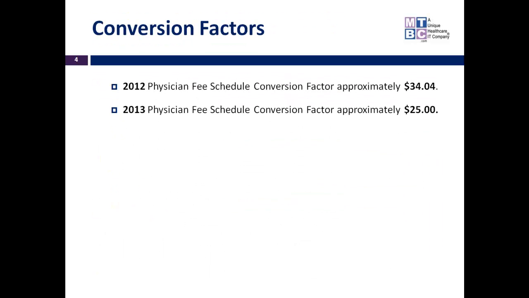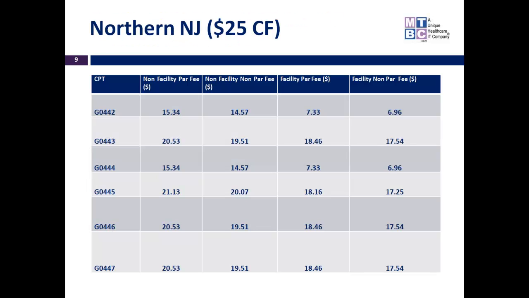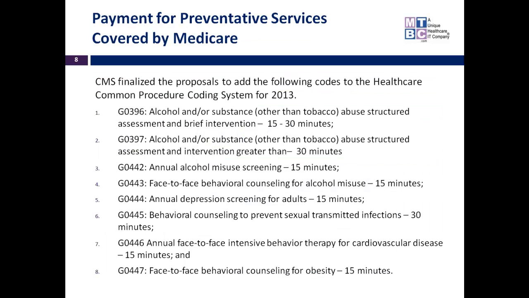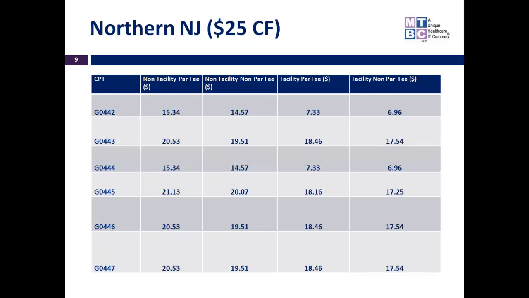We'll go back to what I was saying before. The 2013 fee schedule has a $25 conversion factor, so this is what these numbers look like with the $25 conversion factor. You can review these by yourself. But as you can see, G0442, about 15 minutes, as we said before, 15 to 30 minutes, and G0397 to 30 minutes, there's about a $5 difference in your reimbursement. For the facility part fee it's a little more, but just looking at the non-facility part fee, it's about $5.